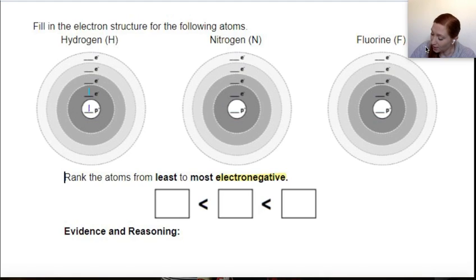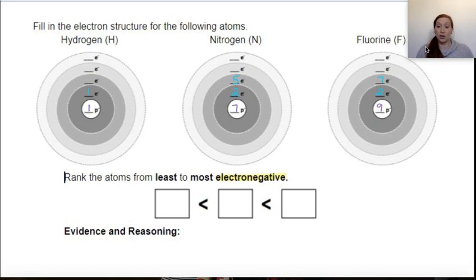Nitrogen has 7 protons in its nucleus, 2 electrons in the first energy level, 5 electrons in the second. And then fluorine, 9 protons in its nucleus, and it's going to have 2 electrons in the first energy level and 7 electrons in the second. Again, we're going to use our periodic table with electron shells to help us figure out those electron arrangements.